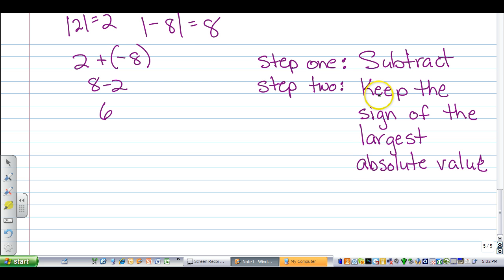So it says you are going to keep the sign of the largest absolute value. And this has the largest absolute value, and the sign is negative 8. So our answer is going to be negative 6. 2 plus negative 8 is negative 6. These are the 2 steps that you should have written down. If you didn't write them down nice and neat, please make sure you do that now. Pause it if you have to, because these are 2 very important steps on adding integers when you have different signs.